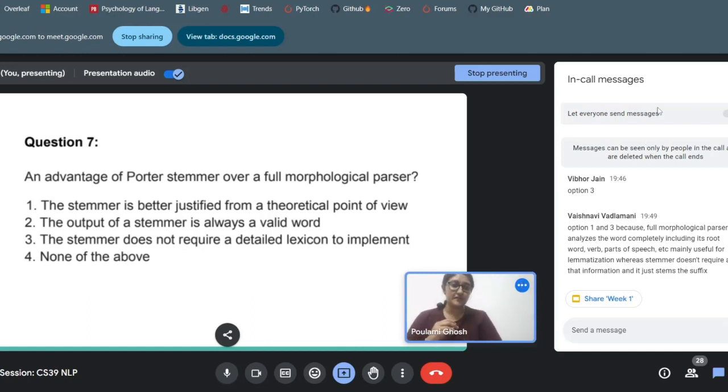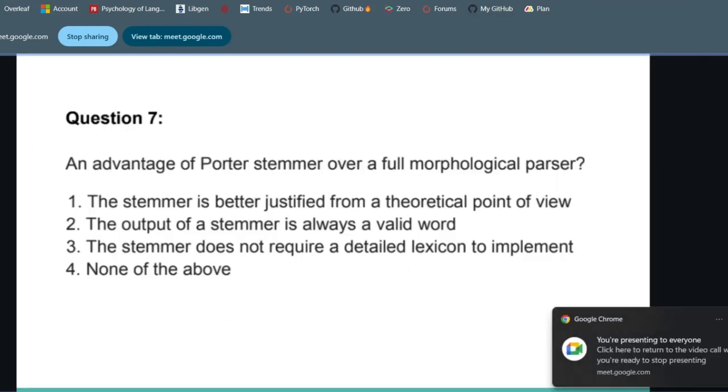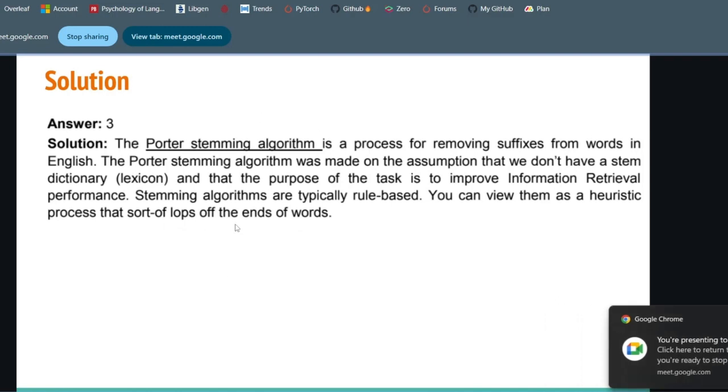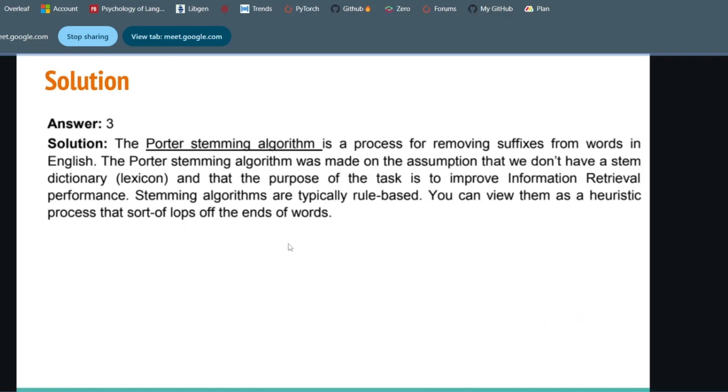Okay, I think we'll move on to the solution. So the answer in this case would only be 3. I'll just read the solution once and then we'll discuss further. It says that the Porter-Stemmer algorithm, which was discussed elaborately in the lecture videos, is a process for removing suffixes from words in English. The Porter-Stemmer algorithm was made on the assumption that we do not have a stem dictionary lexicon and that the purpose of the task is to improve information retrieval performance.